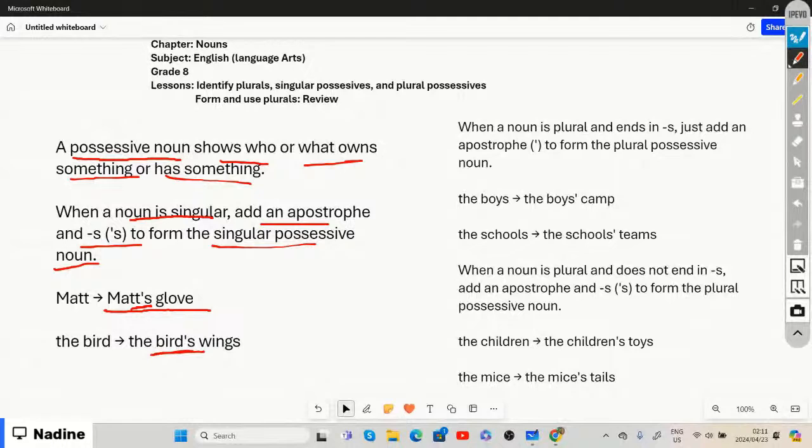All right, if we now look at the plural possessives. When a noun is plural, which refers to more than one thing, or person, or animal, and so on, and it ends with an S, for example, then you just add an apostrophe, only an apostrophe, to form the plural possessive noun.